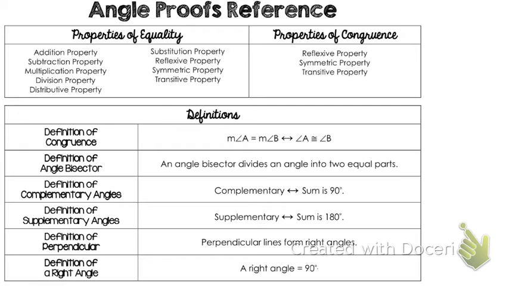So we have an angle proofs reference. Have we seen these properties of equality before? Yes. Have we seen these properties of congruence? Yes. The answer to both is yes. If you say no, I'm sorry, okay? I don't know how to help you at this point, okay?